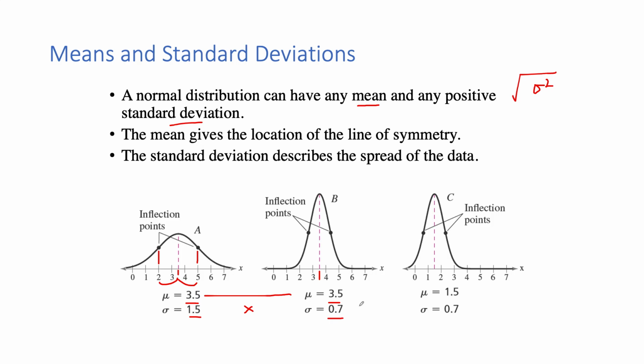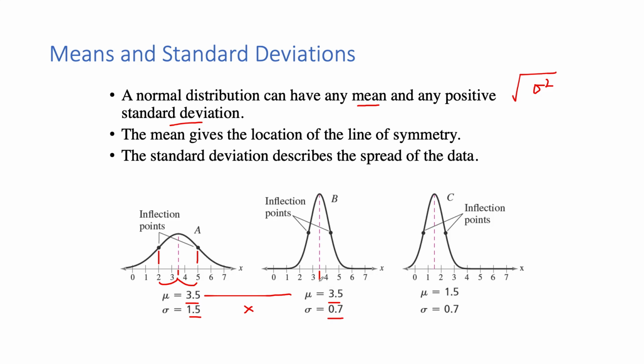Remember, the standard deviation is the measure of spread of the data around the central tendency, around the mean. So if they both have the same center, but one has a smaller standard deviation than the other, it is going to generate a narrower distribution. Okay, and that's what we find, right?